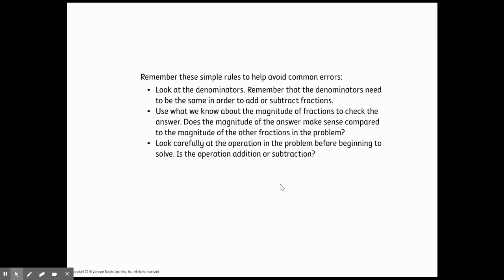Lastly, read things carefully, check your work. Make sure you're doing the correct operation in the problem before you begin to solve it. Make sure you look over your work when you're done to see if your answers make sense.